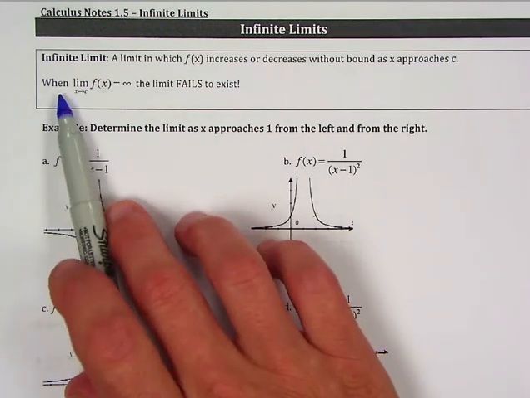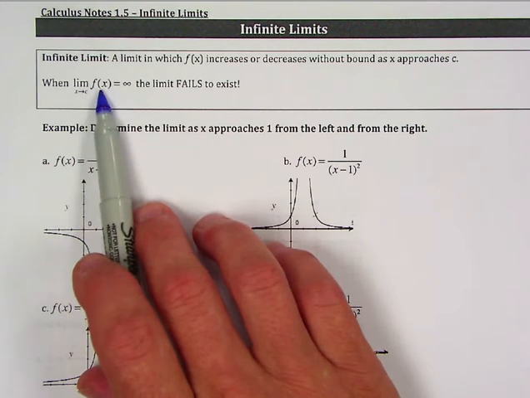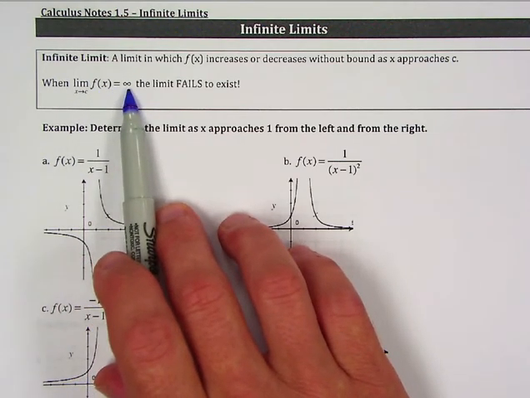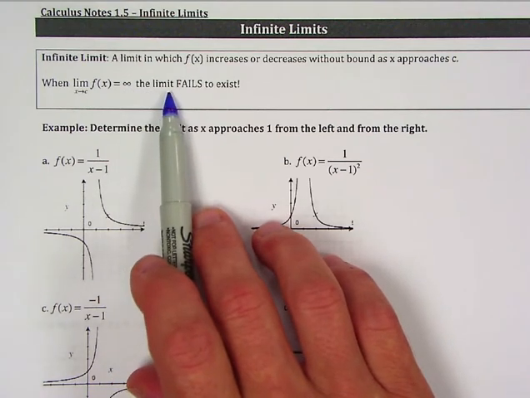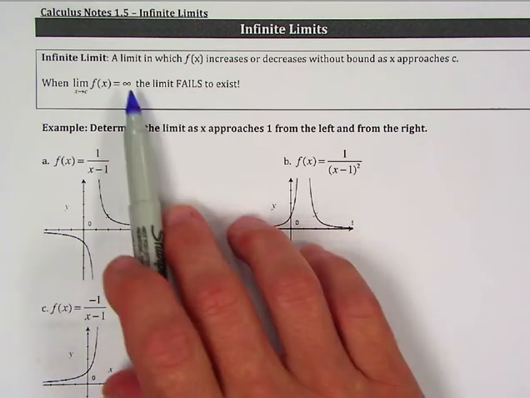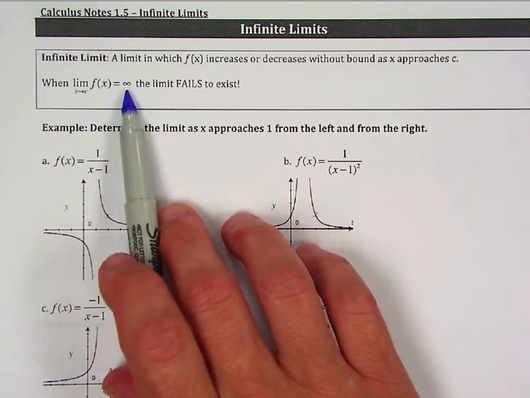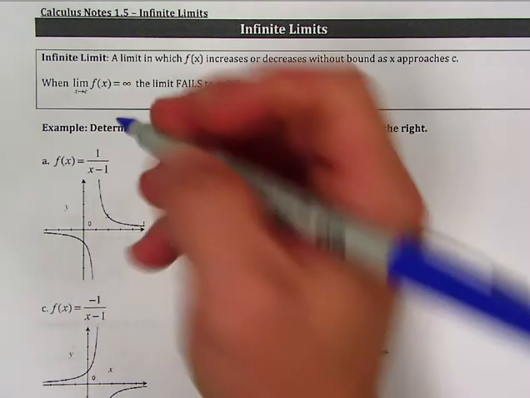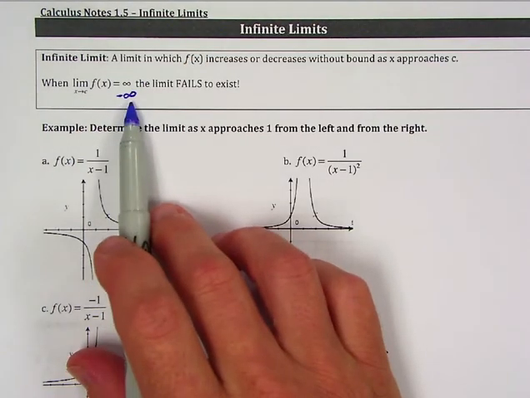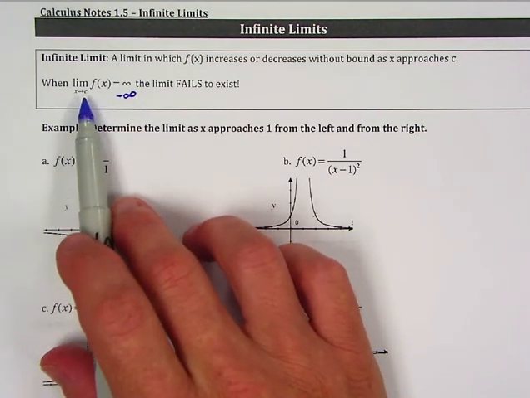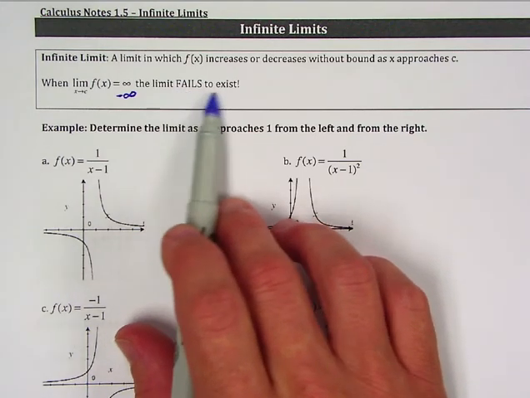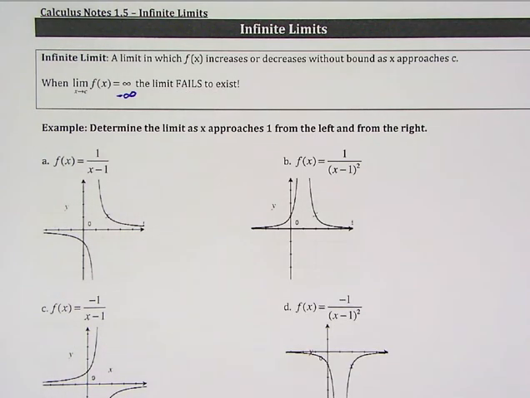So when we see this, the limit of f of x as x approaches c equals infinity, it actually means that the limit fails to exist. Even though we're still going to say it equals infinity or even negative infinity, that's just describing the behavior as x approaches c. But infinity is not an actual number, and so the limit will fail to exist.